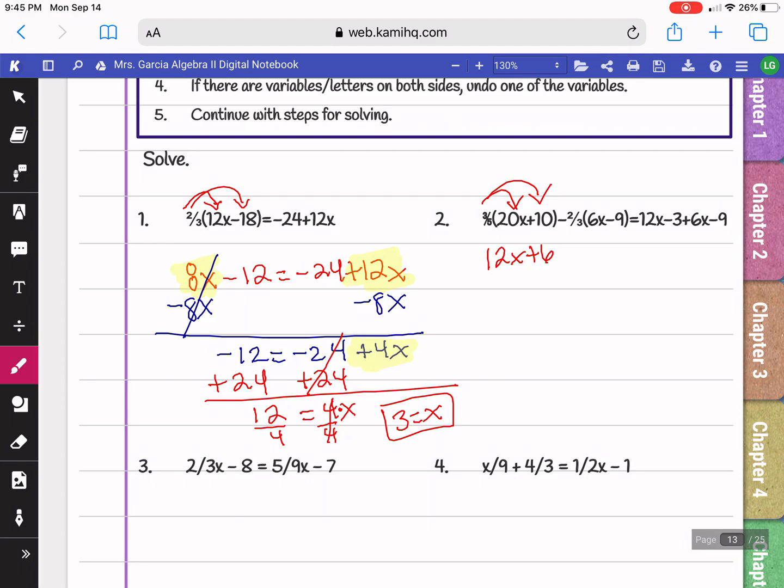Next, I'm going to distribute the negative 2/3. Negative 2 times 6 is negative 12, divided by 3 is negative 4. So that's a negative 4x. And now negative 2/3 times negative 9. Negative 2 times negative 9 is positive 18. If you divide that by 3, you get positive 6.